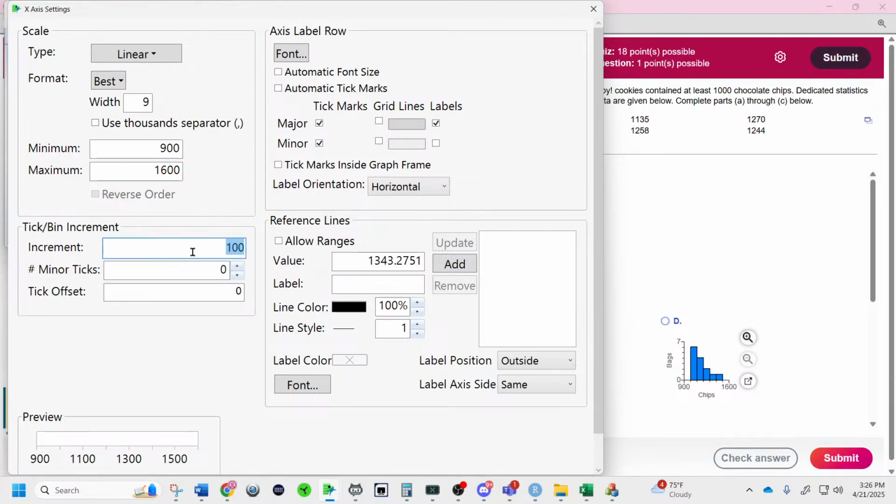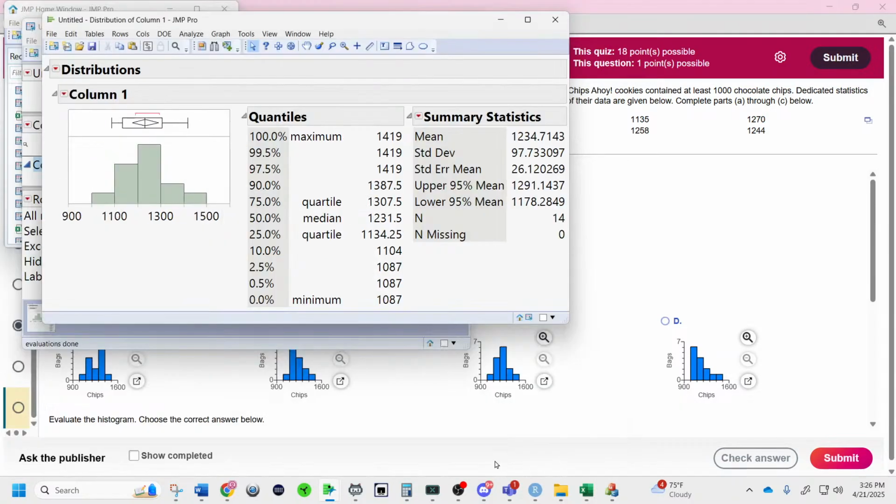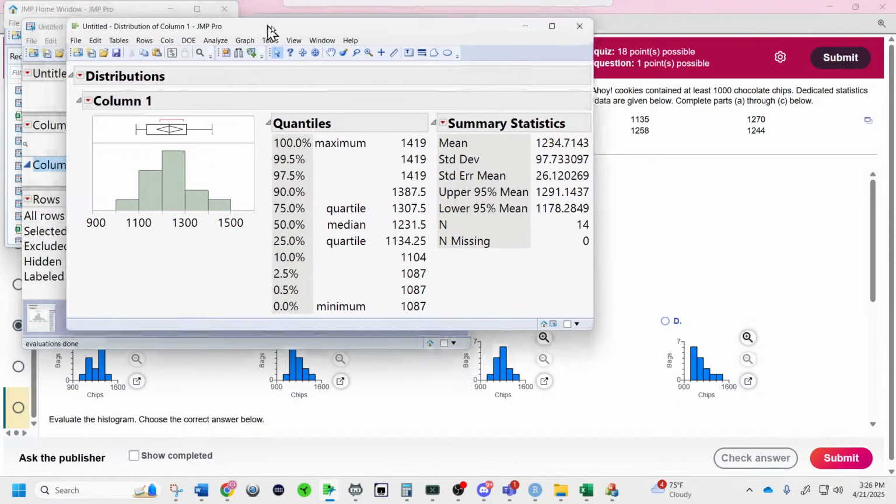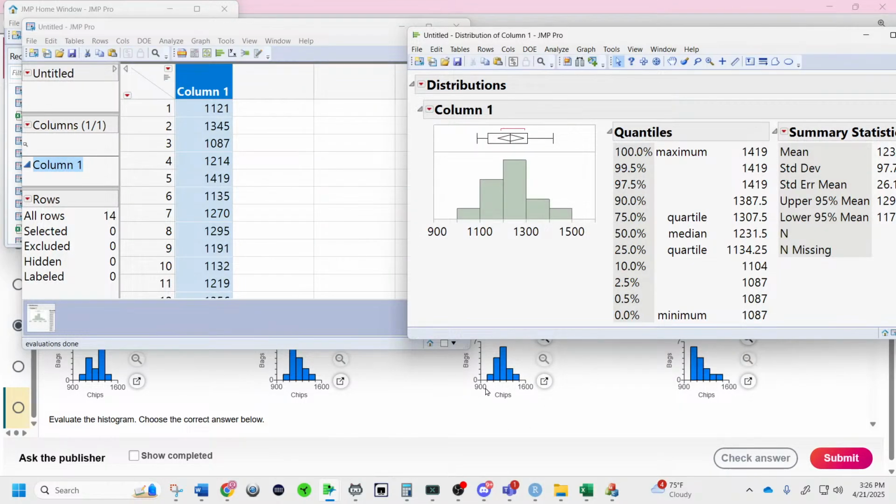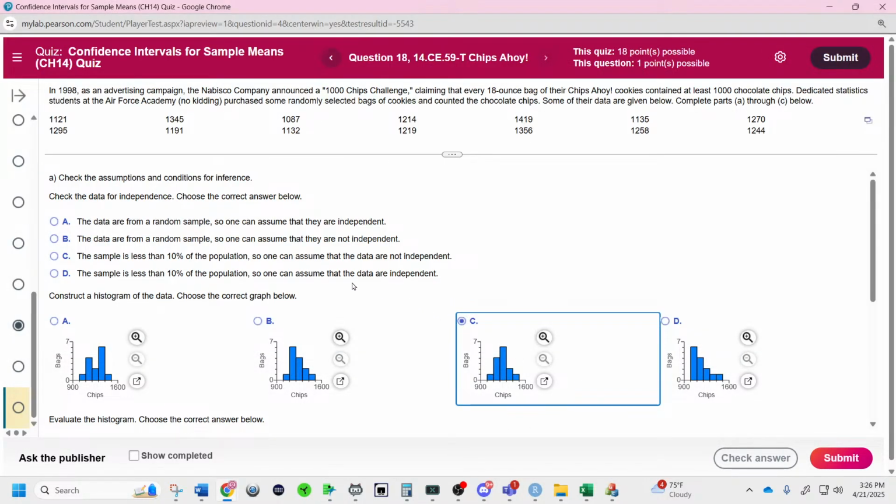And that should look right now. There we go. That looks about right. We're going to hit OK. It's down here at the bottom. And there we go. So that's the shape of our distribution. Looks just like this one right here now. So this is the answer.